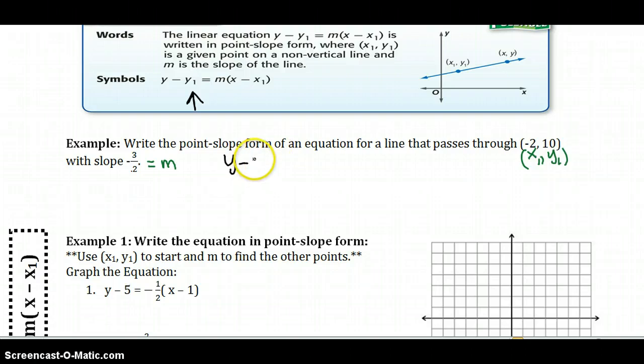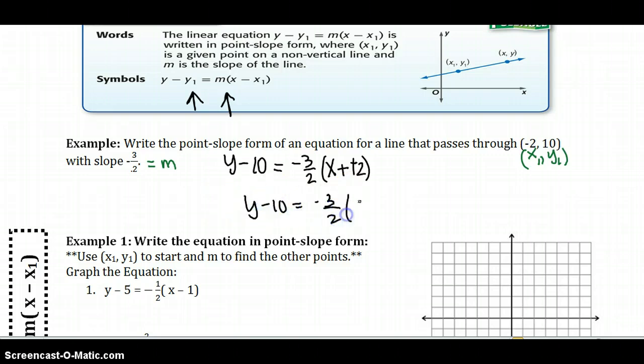I almost made that common mistake that most people make, getting my x and y's mixed up. Our m here is -3/2, and then it's x minus x sub 1, and our x sub 1 was -2. So whenever you have minus a negative, that turns positive. And there you have it. y minus 10 equals -3/2 times (x plus 2), because we had minus a negative. That is the linear equation in point slope form.